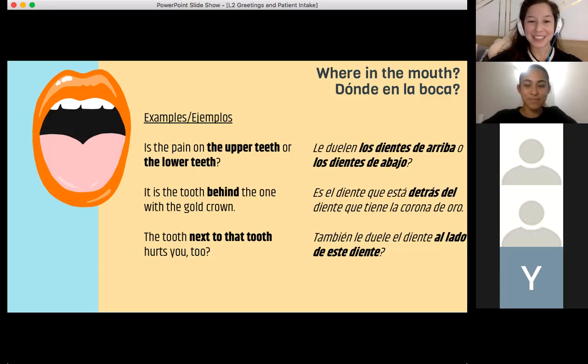Anyway, someone want to volunteer for these? Upper teeth, lower teeth. Or you could just read off the side.